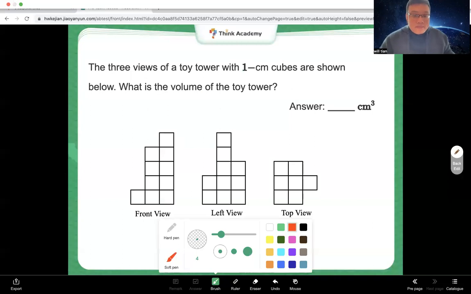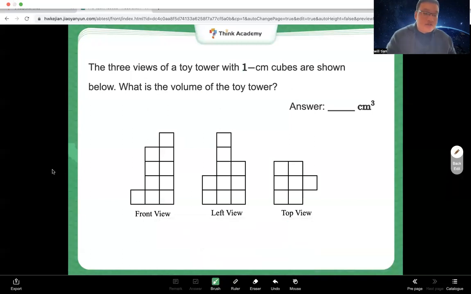And then you have the 3 views here, guys. For acceleration, we don't have this question, but for mastery, we do have that, which will be the last question. It says the 3 views of a toy tower with 1 centimeter cubes are shown here. What is the volume of the toy tower? So guys, we're going to use the top view as a plan view, right? And you count the front view, label that. So this is 1, this is 1, 2, 3, 4. This is 1, 2, 3, 4, 5.